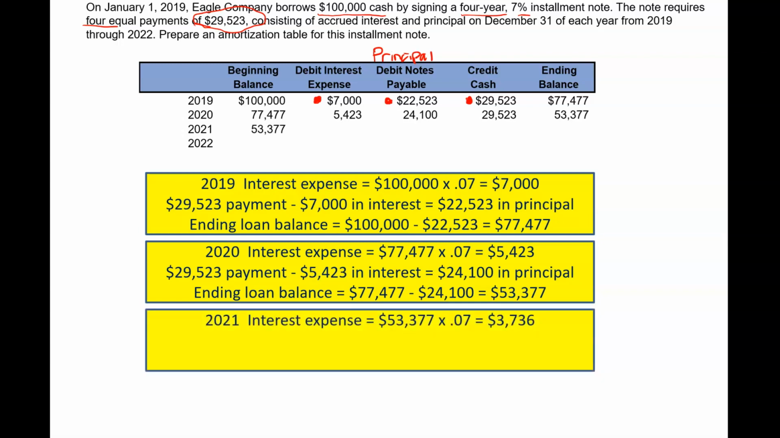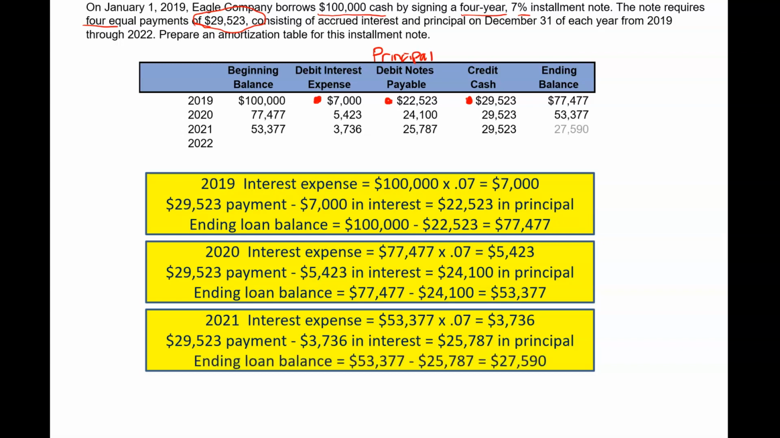And then we go through the same process again. The $53,377 times 7% is $37.36. That is the interest that we owe for year 3. We still make the same annual payment of $29,523. Subtract the interest from that amount, and that tells you what is going towards the principal or to decrease notes payable.